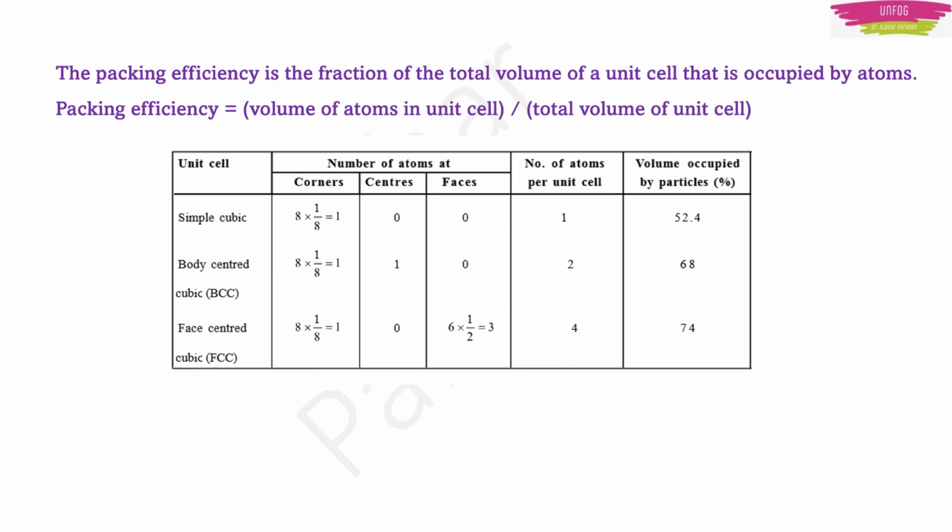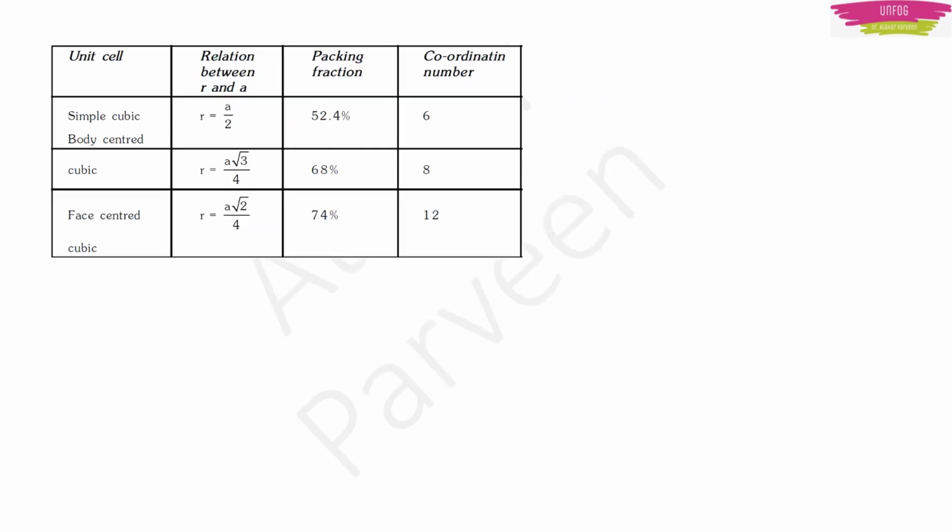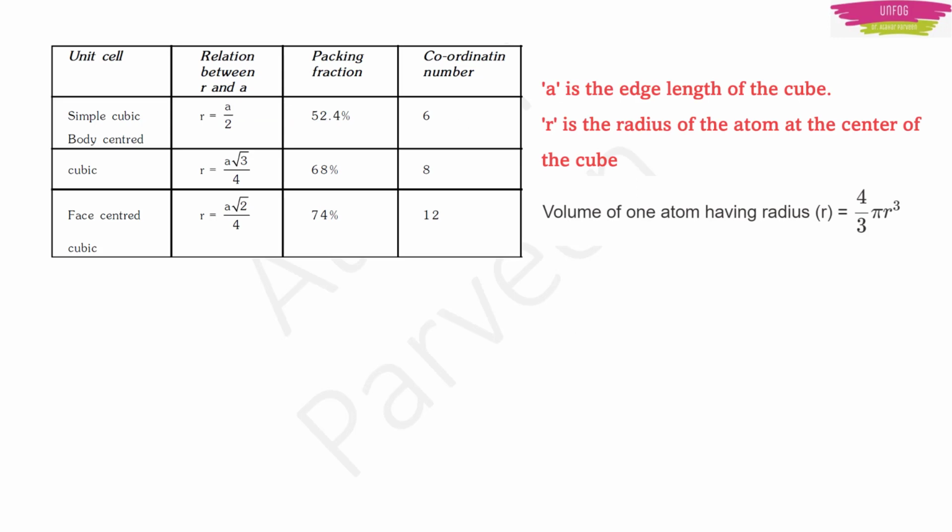You have to find the volume of the atom now. See, I will show it to you here. The volume of one atom will be 4/3 πr³ because the atom is spherical in shape, right? So the volume of a sphere is 4/3 πr³. Now, what is this r? r is the radius of the atom at the center of the cube. So with that you can find the volume, correct?